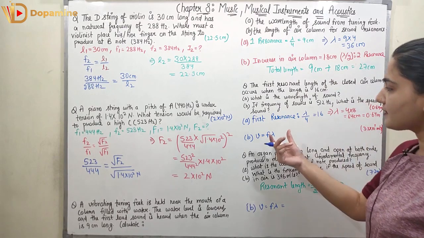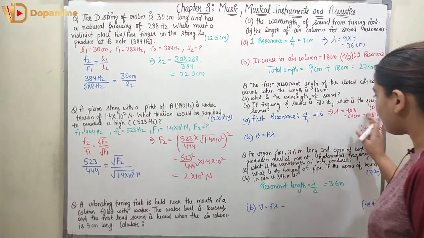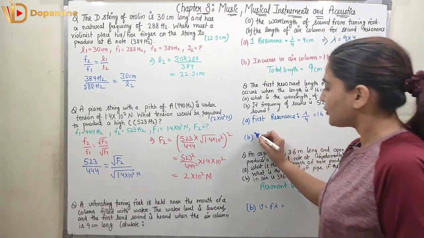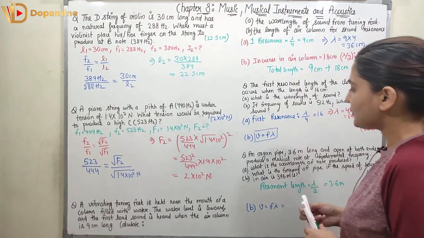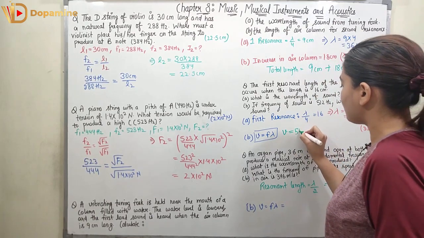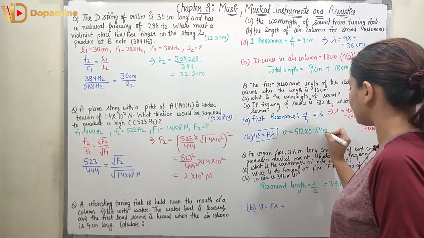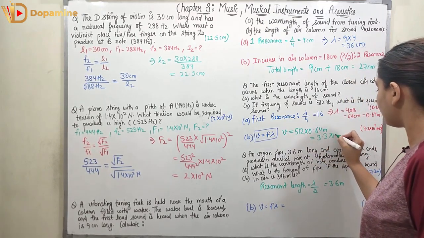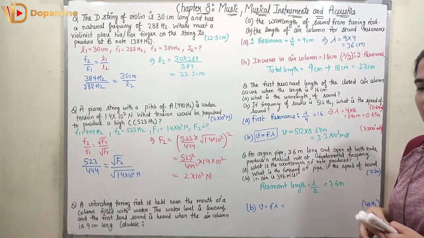Frequency is given and we need to find out the speed. We know lambda, we have already found out, and frequency is given. Now we know the universal wave equation, V is equal to F into lambda. Now we just need to put in F and lambda. What is the frequency? 512 Hertz, and what is the wavelength? It is 0.64 meter. So when you multiply these two, you are going to get 3.3 into 10 raised to power 2 meter per second. That is the speed of sound.